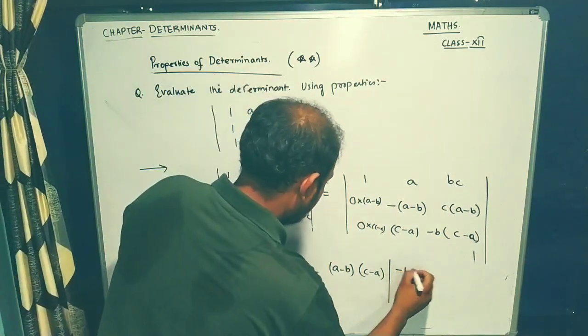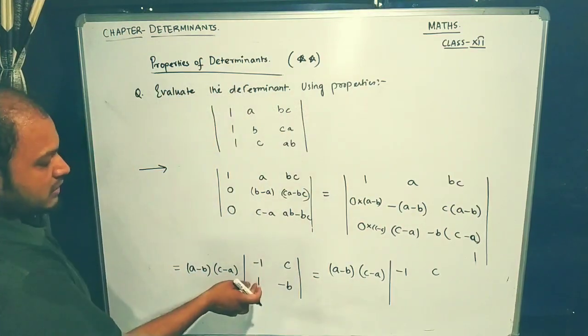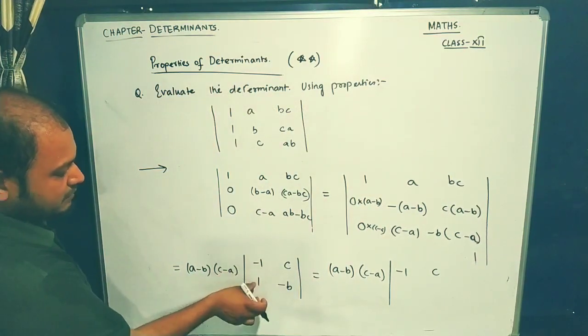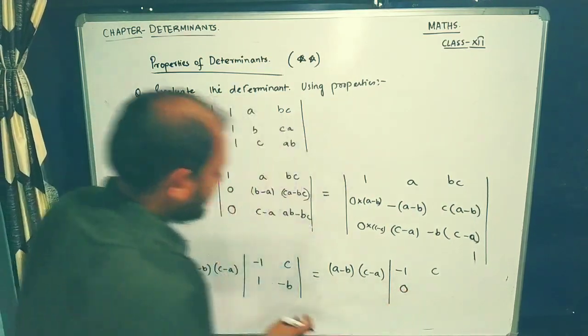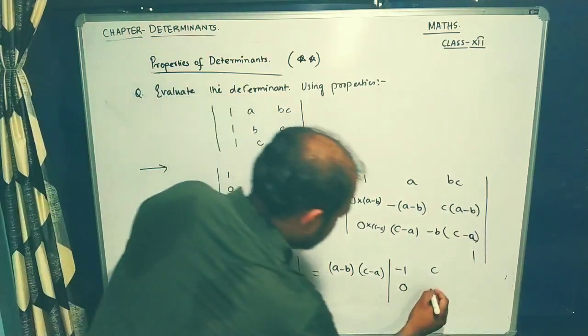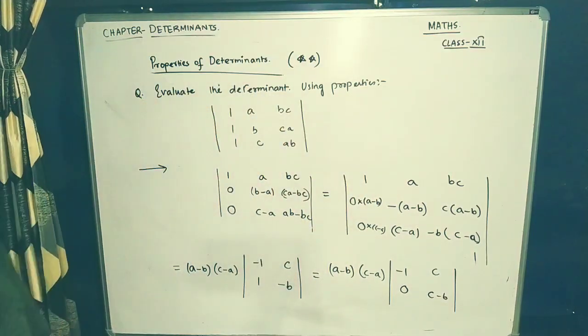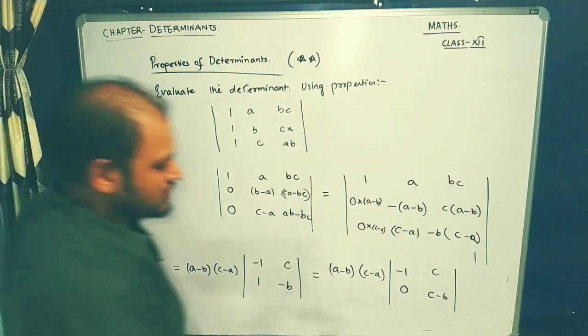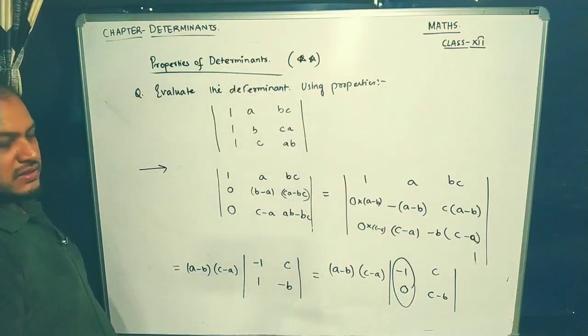The first row is minus 1 C, and in the second row you do one thing: you add both of these results and place the result in the second row. So 1 minus 1 is 0 and minus B plus C is C minus B. You can do that according to property number 6. And now you see that you have a 0 at this position. So this entire determinant is very easy.